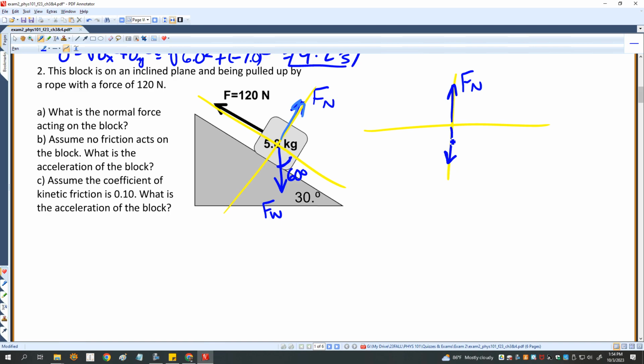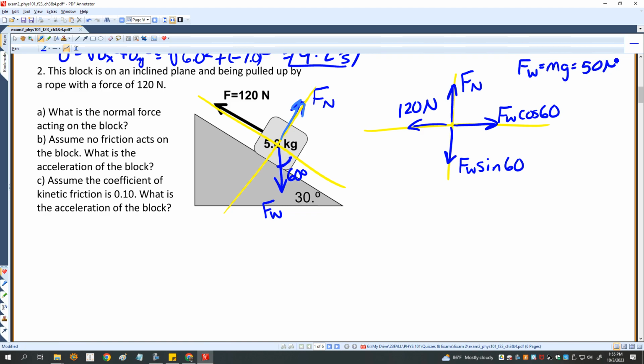This is going to be FW cosine of 60. This is FW cosine of 60. And then this is my 120 newtons, that's F. FW is equal to M times G, that's 5 times 10, or 50 newtons. So I'm going to go ahead and put these values in. So this is 25 newtons, and then this is sine of 60 times 50, or 43 newtons. So I'll go ahead and put those values in.